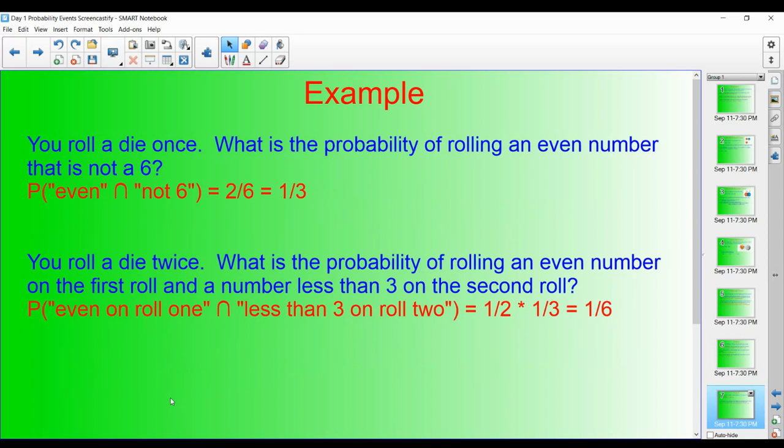Same thing with dice. Probability of rolling an even number that is not a 6. If it's a sample space, we can count up the probabilities or do even and not 6. What's in the middle? What's the intersection? And then independent events, if they're two independent dice, we could take each probability and multiply them. So we will determine whether it's mutually exclusive or independent, and then follow the rules of probability as we go throughout this chapter.